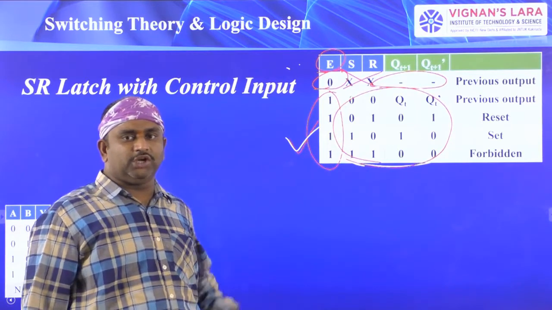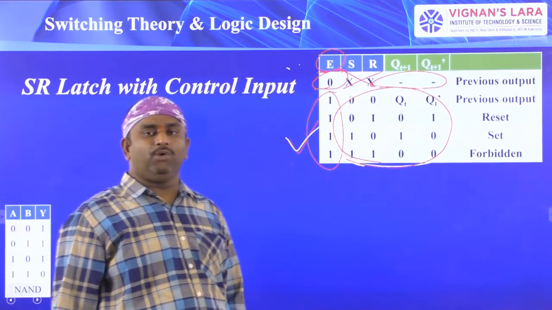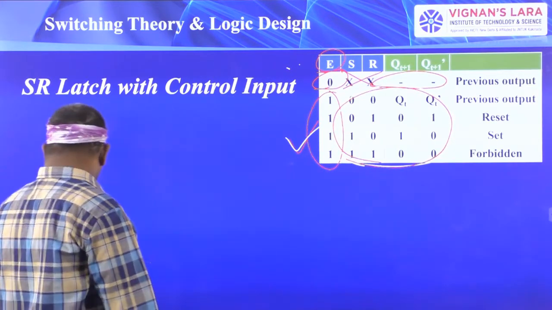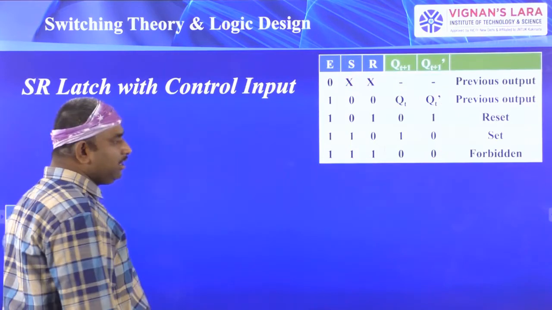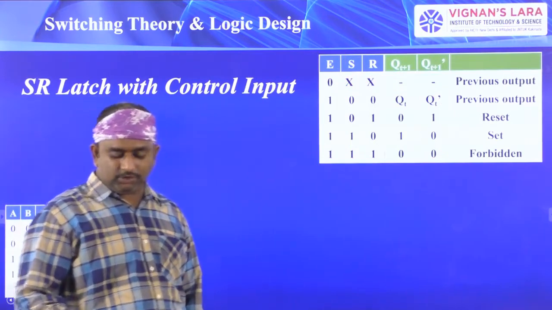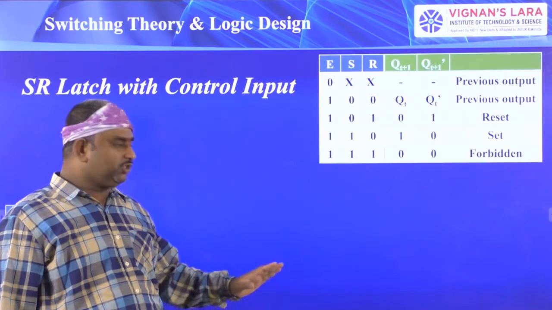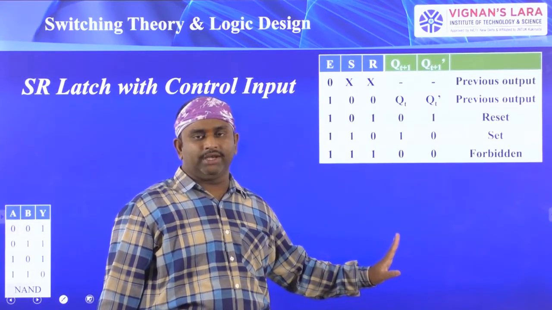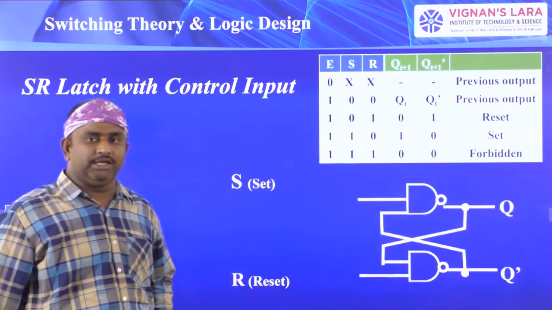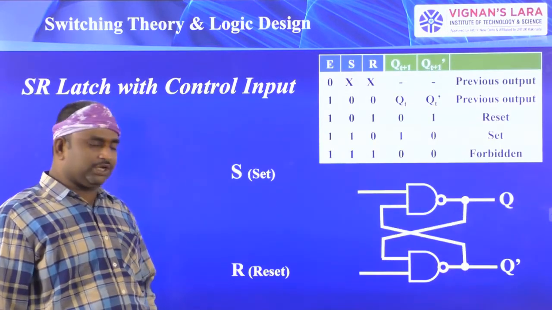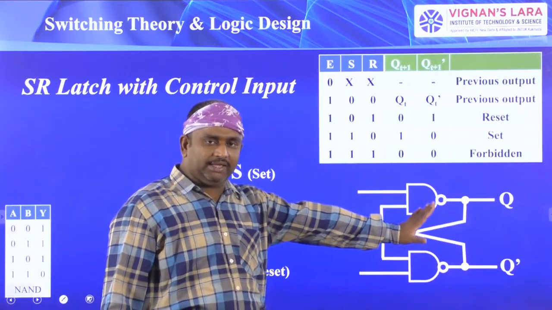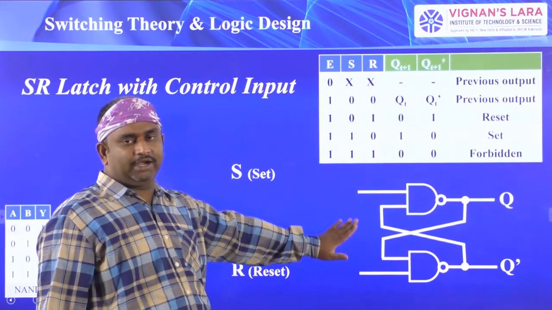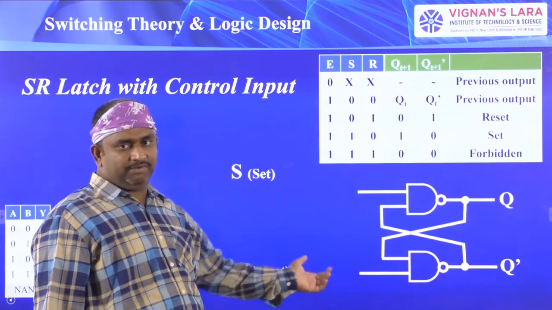So there is no change in the truth table, but here we have to add some more components to this SR latch. That component is nothing but a control signal. See here, the same SR latch has two NAND gates or two NOR gates. We are not disturbing those gates, and we are adding two more gates here. In this first structure, I have taken the two NAND gate operation that we discussed in the previous topic.